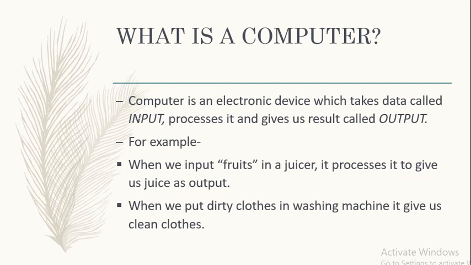Computer takes the instruction and command from the user in the form of input, then processes it with the help of CPU, means central processing unit. Then finally shows the result on the monitor screen. That is called output. Some other examples of this process: when we put fruits in a juicer, it processes them to give us juice as output. When we put dirty clothes in a washing machine, it gives us clean clothes. This is also an example of input processing output. Okay, so let's move to the next slide.